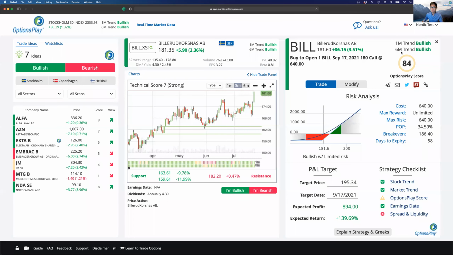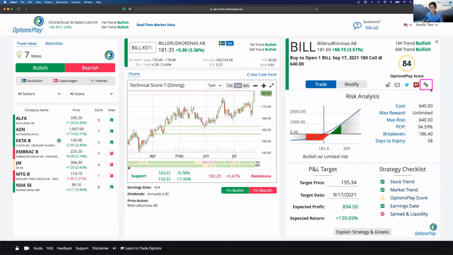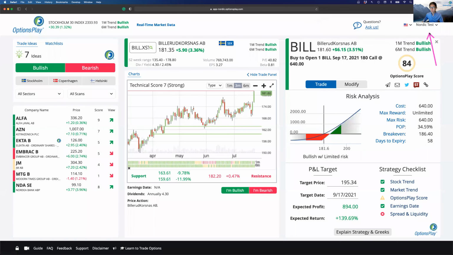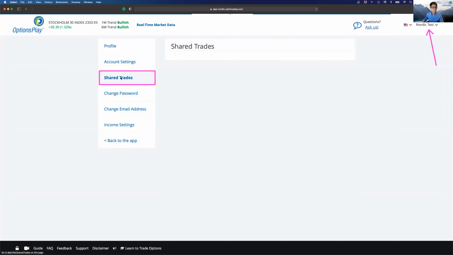So let me just review this. You click on the blue share button on any strategy that you want to place, and then you click on the save button here on the right-hand side. Once you do that, it's going to save the trade in your profile. Now, how do you go and find your old trades? You go into your profile, which is right here in the upper right-hand corner. You can click on your name in the upper right-hand corner, click on profile, and then they're all going to be in the shared trade section here. So all your trades are here.